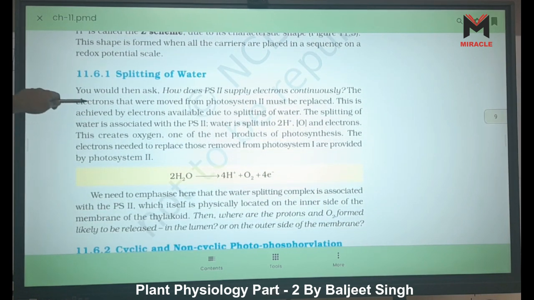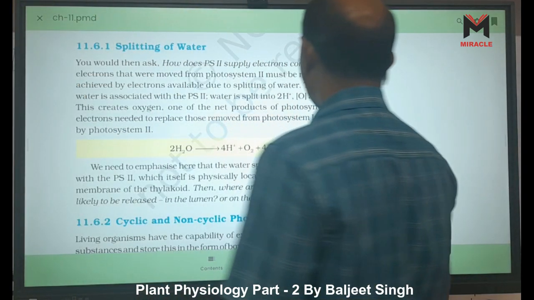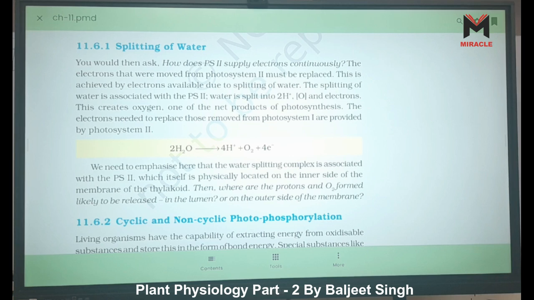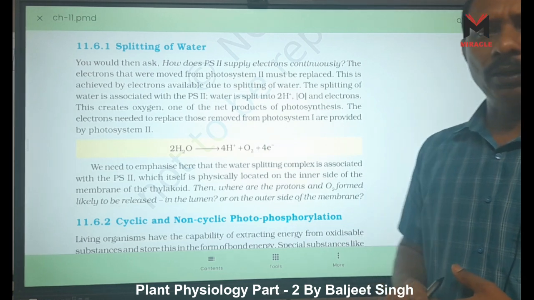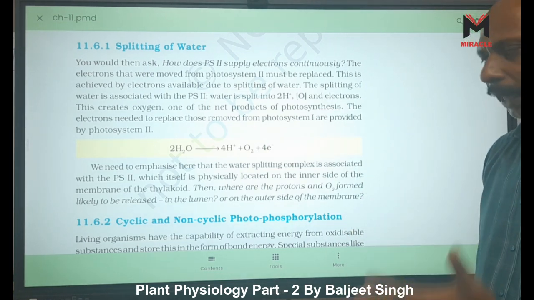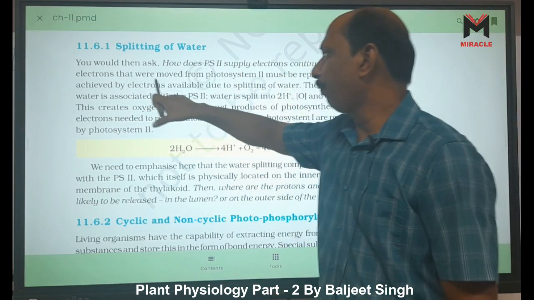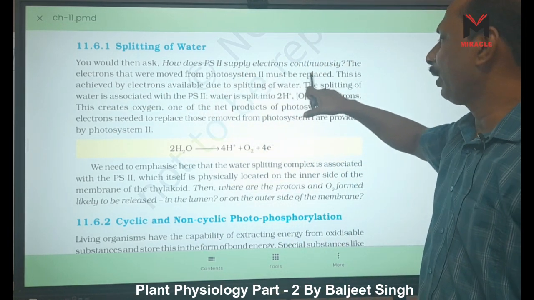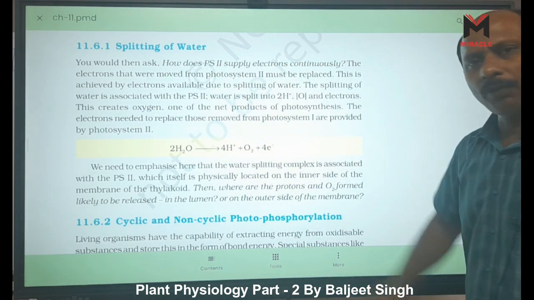Now, splitting of water. You would then ask, how does PS second supply electrons continuously? So PS second, how does it supply electrons continuously? Because we know PS second does not supply its own electrons, but it supplies electrons which are obtained by splitting of the water molecule. The electrons that were moved from photosystem second must be replaced, and this is achieved by the electrons available due to the splitting of water.